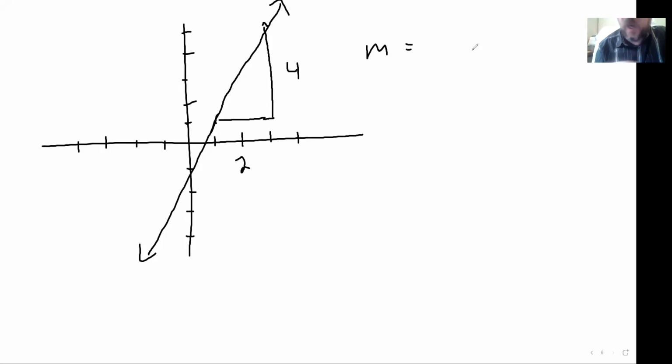So that would be y changed by 4, right? It changed by positive 4 when I went left to right, and the x changed by 2. So 4 over 2 is 2. So that is what a line with a slope of 2 looks like, right? It goes up 2 for every 1 it goes to the right.